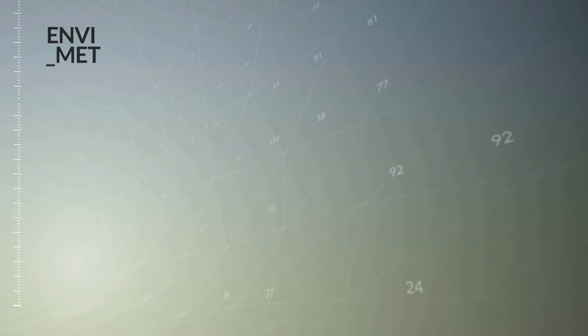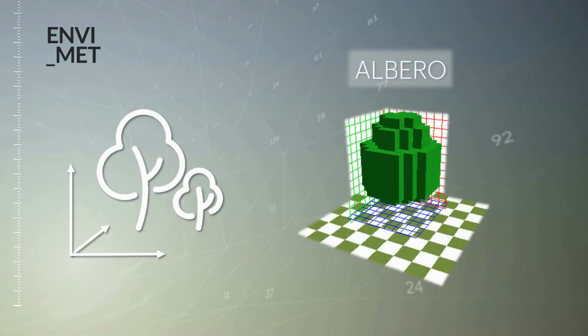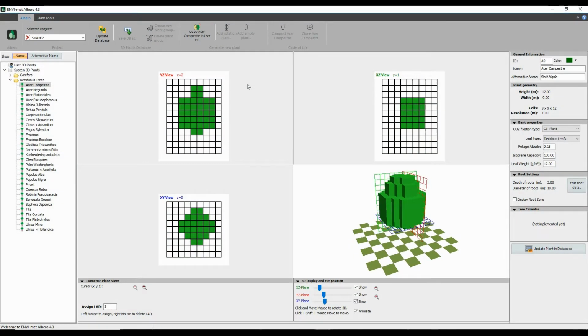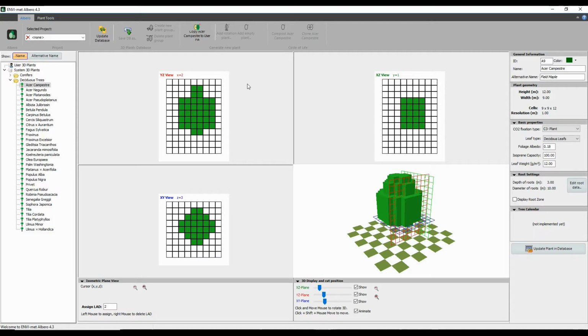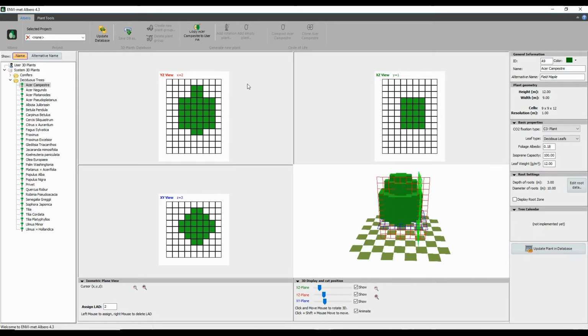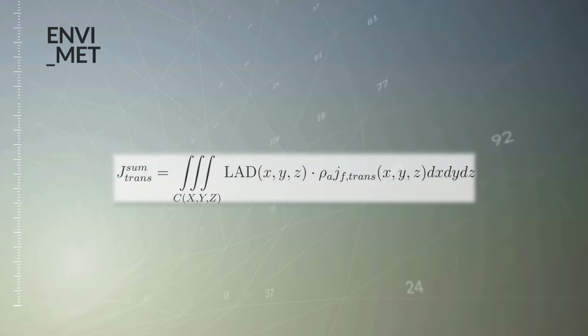Plants with a more complex canopy, like trees, are represented by clusters of cells that have an LAD, providing a three-dimensional shape of the plant. Because these plants are carrying their own three-dimensional geometry, they are called 3D plants and are managed by a special editor program called Albero. To examine the processes of trees as a whole, the calculated effects at the leaf scale need to be integrated to the plant level.